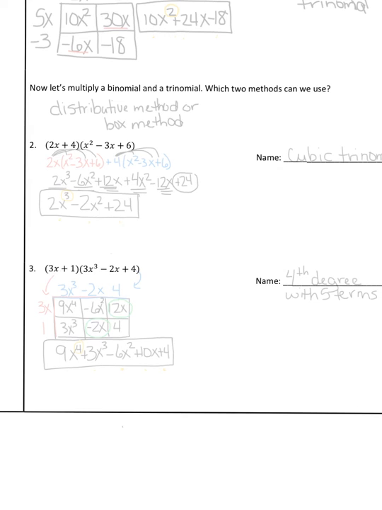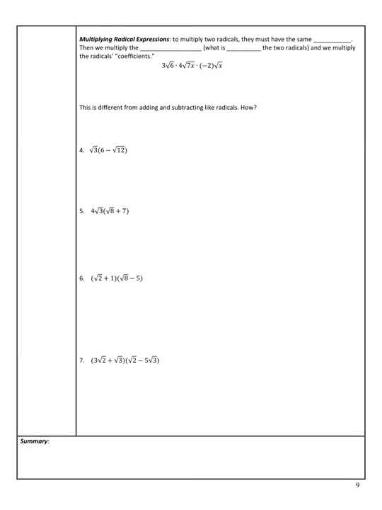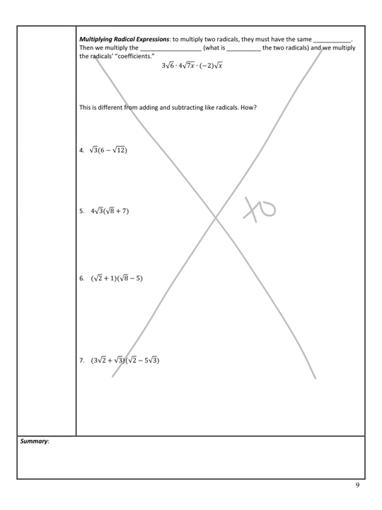Now I went ahead and scanned in page number 9 as well. Page number 9 was multiplying radical expressions. You can put a big old X over this whole page. We are not going to do any radicals. If you remember topic 5B that we learned before we headed out, also not doing. We're not going to do any radicals in this unit as we move forward.